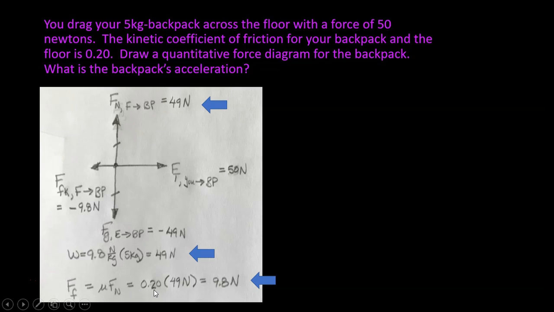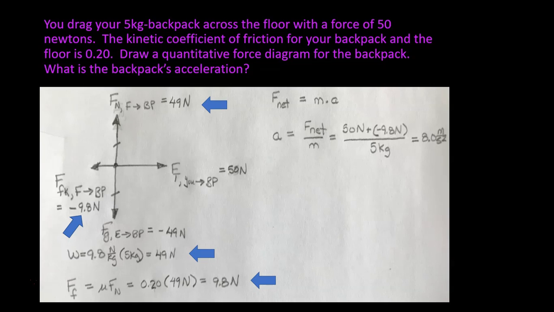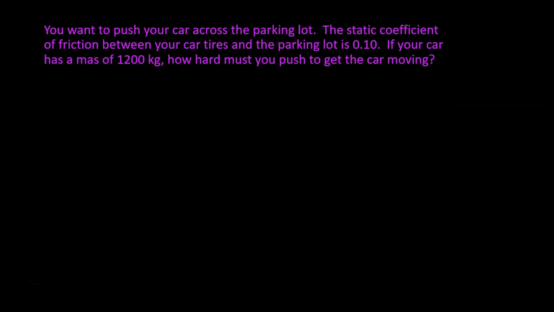And then we need to calculate the friction force. So we're given the coefficient of friction, and we multiply that by the normal force, and we get the friction force is 9.8 newtons, and of course that's in the negative direction, and we fill it in there. And then lastly, we need to calculate the acceleration, so we use Newton's second law. We rearrange it to find acceleration. We add up the horizontal forces, because that's the dimension in which the backpack's going to be moving, and we divide it by the mass of the backpack, and we find out that the acceleration of the backpack is 8.0 meters per second squared.